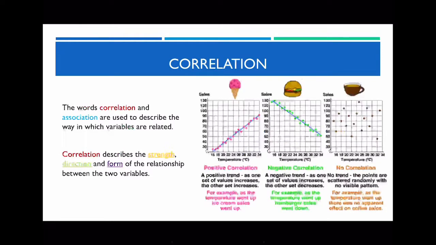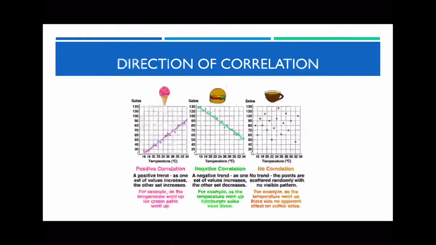Now, when we're talking about the correlation between these two data sets over here, we said that the correlation describes the strength, the direction, as well as the form of the relationship. So now I'm going to be unpacking what I mean by strength, direction, and form. In terms of direction, is it moving in the positive direction? Is it moving in the negative direction? Or is there no correlation at all?